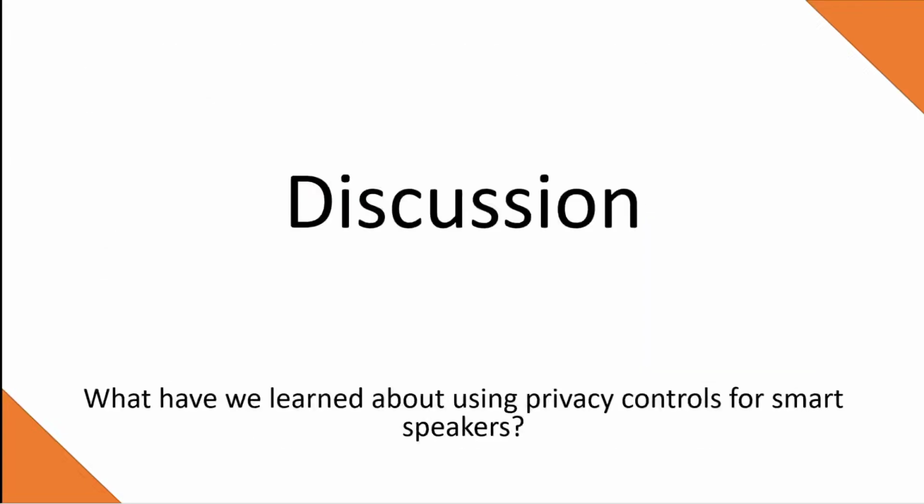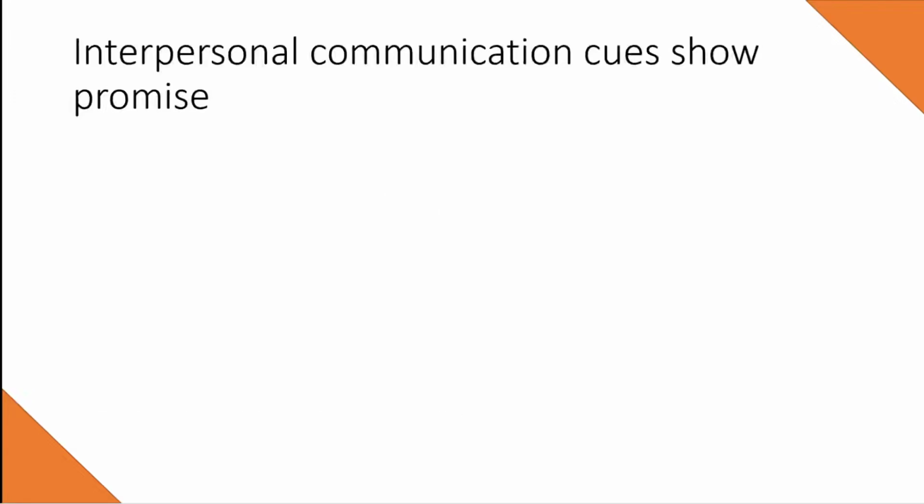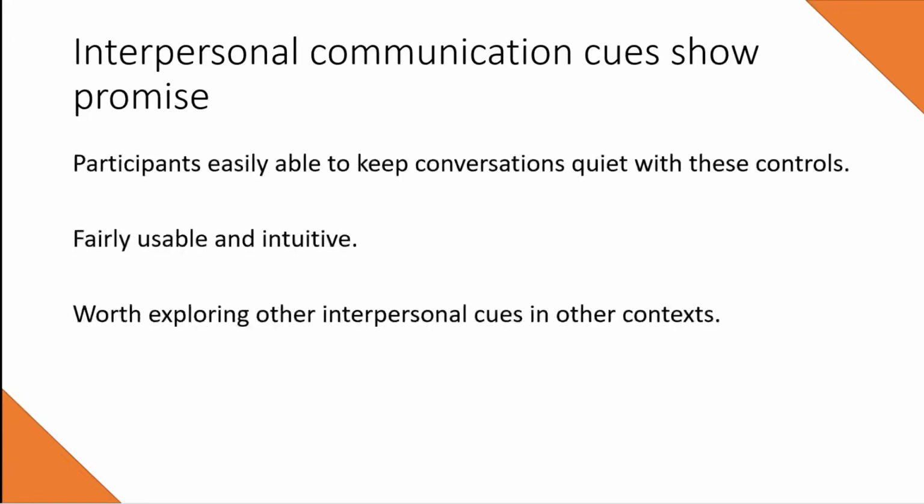Now to move on to asking, what did we learn about using interpersonal cues as privacy controls for smart speakers? First thing that we learned is that these interpersonal communication cues show promise. With the voice condition, and even with the gaze condition, participants were easily able to keep the smart speaker microphone muted. Participants described the voice condition as being easy and intuitive to use. These controls show promise and have the potential to be used more often and more effectively than mute buttons. It is worth exploring the use of such cues as privacy controls for other smart devices in other contexts.